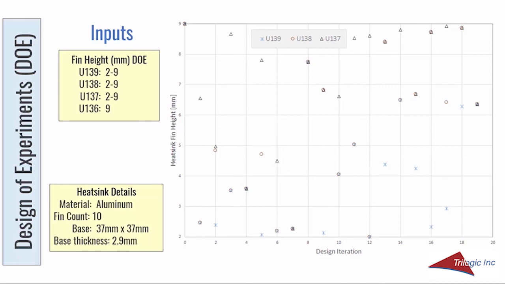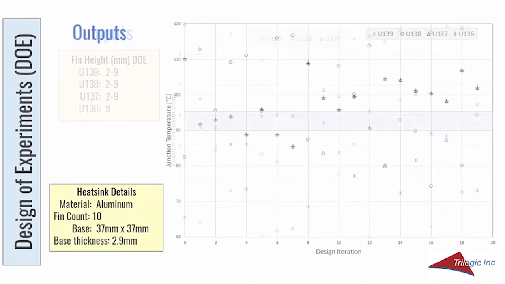So this plot shows the fin heights for each design. Notice the distribution of the values across the range. The resulting component junction temperatures are shown in this plot. None of the designs resulted in the components operating within the band, though design 2 came very close. The design of experiments is a great way to study design space automatically, but very difficult to make a design decision from directly. There's a wide distribution of operating temperatures, just as there was a wide distribution of inputs.